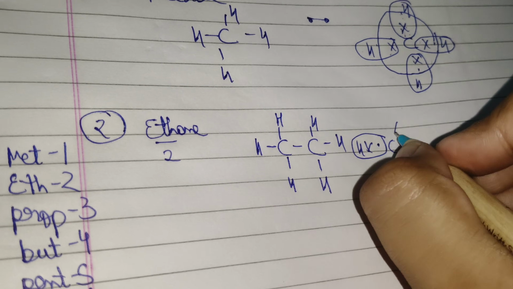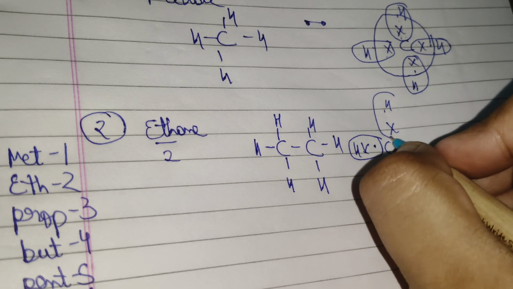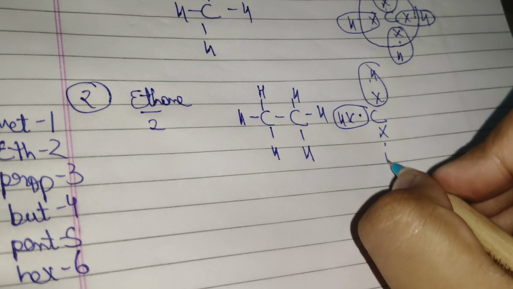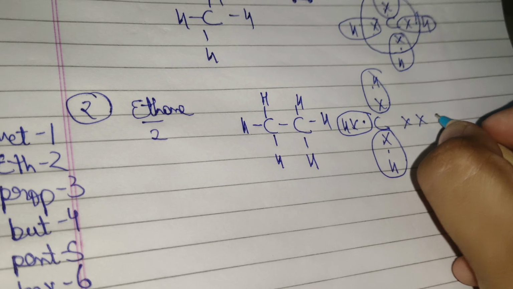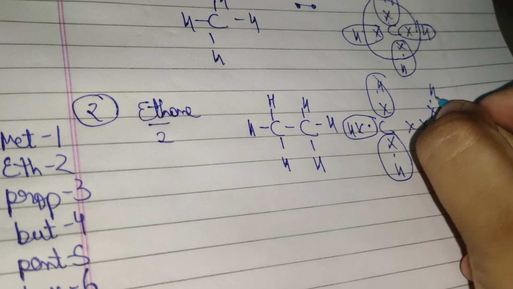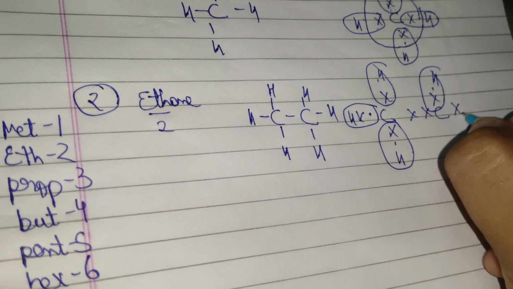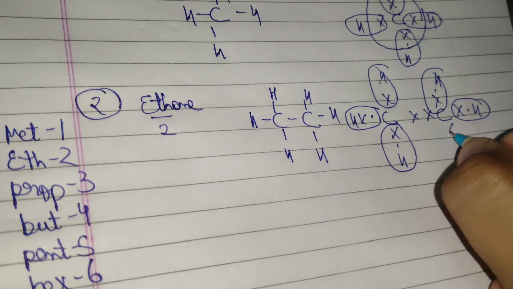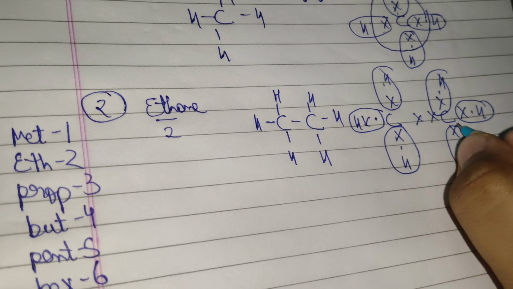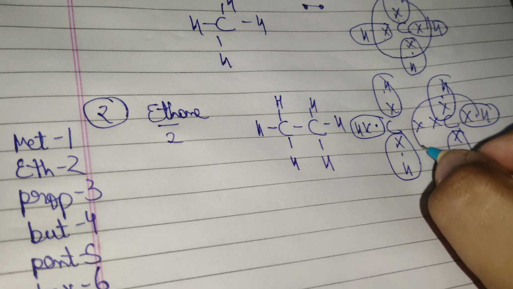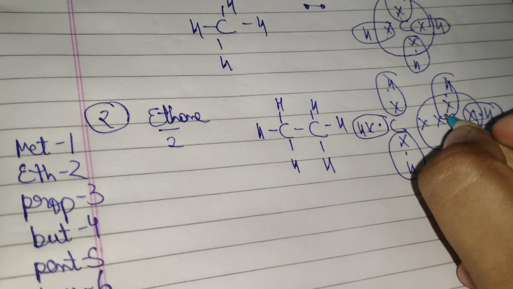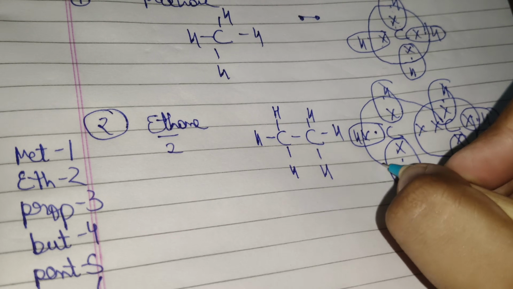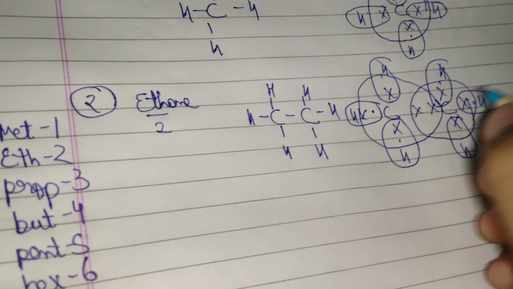H, and there is X dot H, X dot H. So basically here we get the rest. So this is the Lewis dot structure of ethane.